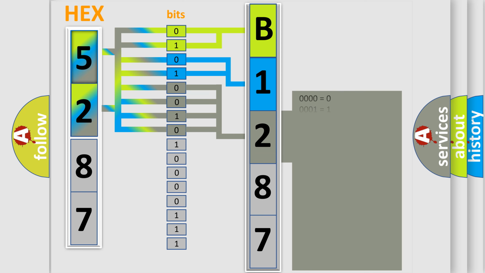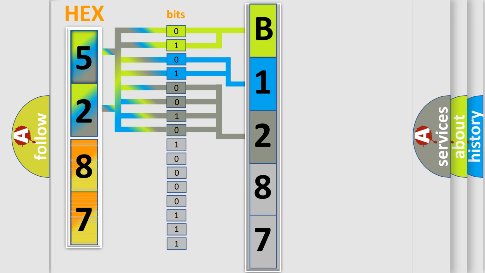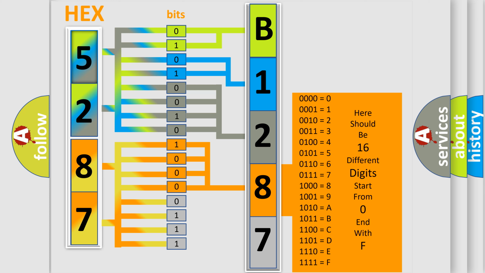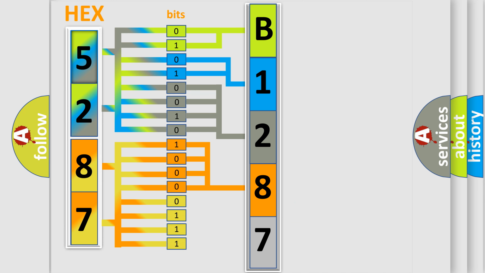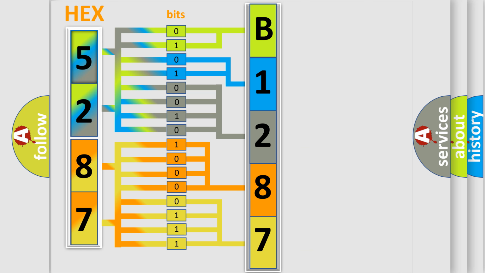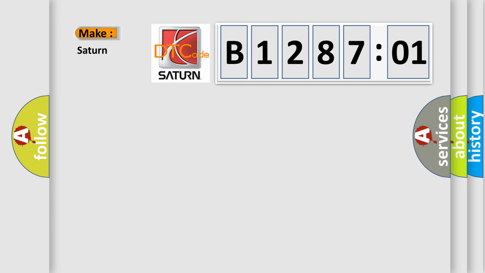The second byte is composed of a combination of 8 bits. The first 4 bits determine the fourth character of the code. And the combination of the last 4 bits defines the fifth character. A single byte conceals 256 possible combinations. We now know in what way the diagnostic tool translates the received information into a more comprehensible format. The number itself does not make sense to us if we cannot assign information about what it actually expresses. So, what does the Diagnostic Trouble Code B1287-01 interpret specifically for Saturn car manufacturers?